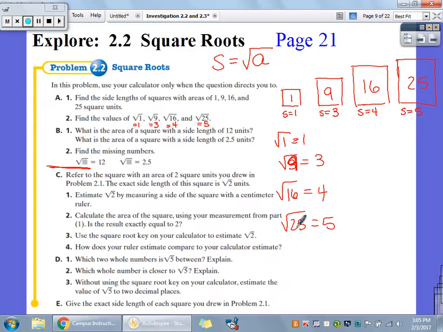So 5 squared gives you 25. 4 squared is equal to 16. 3 squared is equal to 9. 1 squared is equal to 1. So in order to find out what number goes under here, all you're doing is the same thing. 12 squared is going to give you this number here. 2.5 squared is going to give you this here. So you can think about this as the side length, and this number is the area. This is the side length, this is the area. So take a couple of seconds and figure these two out, B1 and B2. Pause it.